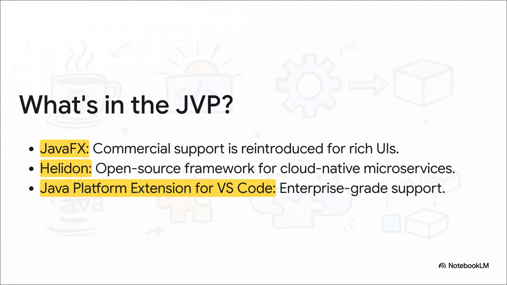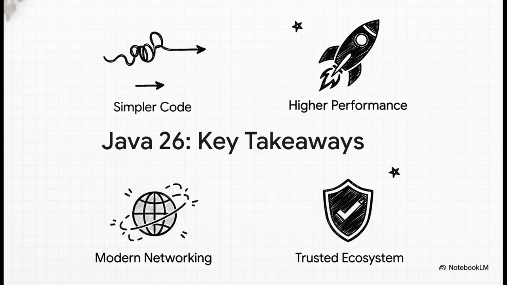So what's in the box? Well, you've got some heavy hitters here. Commercial support for JavaFX is back, which is huge for anyone building rich user interfaces. You've also got Helidon, a modern framework for cloud-native microservices, and Oracle's own Java extension for VS Code, all now with enterprise-grade support.